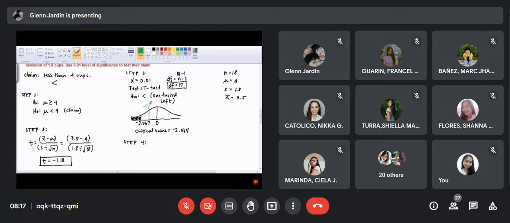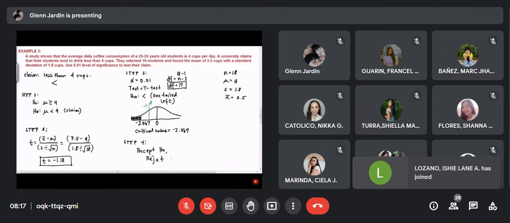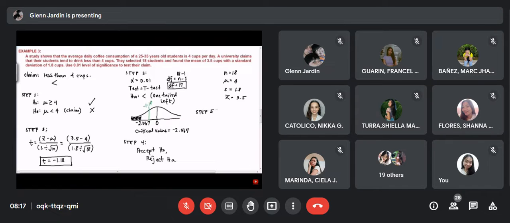So, pagka ganyan, ibig sabihin, hindi siya lumampas sa critical value or hindi siya pumasok sa rejected region, ibig sabihin, accept. So, accept the null and then, syempre, you will reject alternative. Okay? So, palaging mauuna ang decision kay null and then sunod si alternative. So, accept daw to, reject daw to. Ayan. Okay?